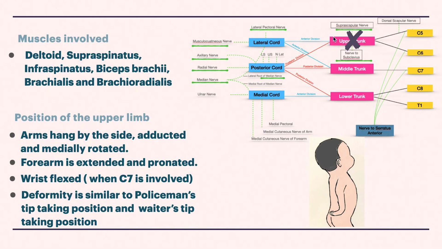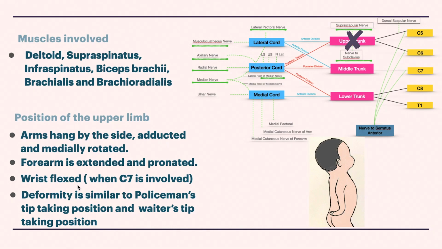Then the forearm is extended and pronated. This happens because of the involvement of the biceps brachii and brachialis. Biceps brachii is responsible for flexion at the elbow joint and supination of the forearm, whereas brachialis is responsible for flexion at the elbow joint only. And these 2 muscles are supplied by the musculocutaneous nerve, which is affected here. And as we can see here in the picture, the arms hang by the side, they are adducted, medially rotated, and the forearm is extended and pronated.